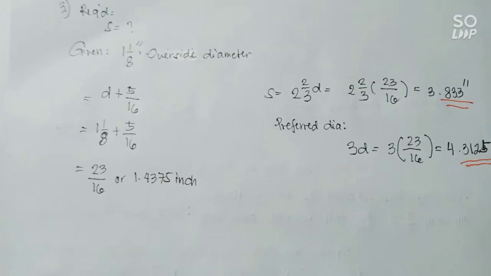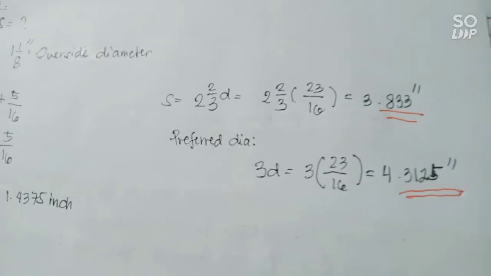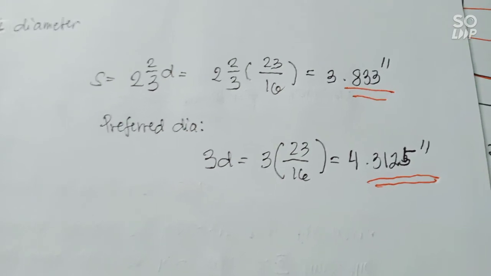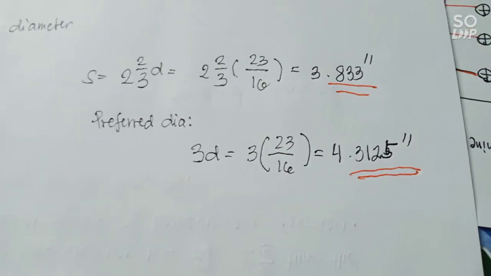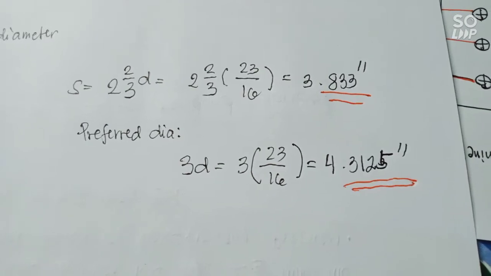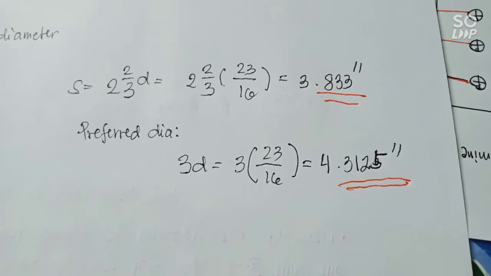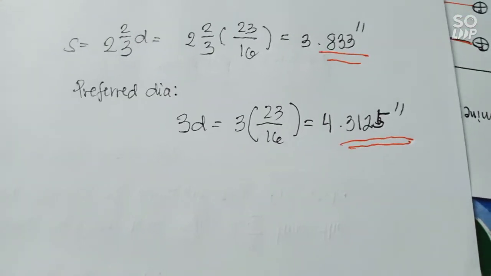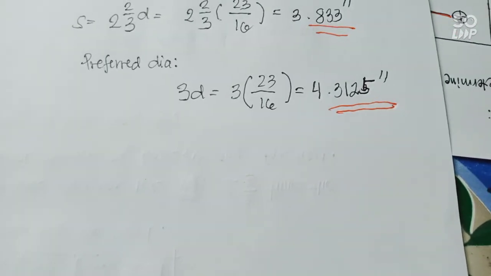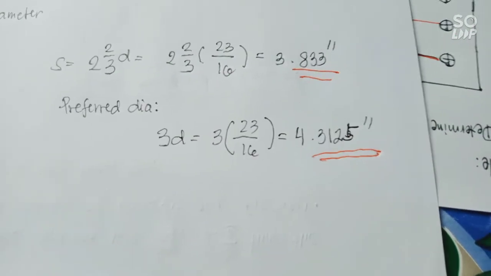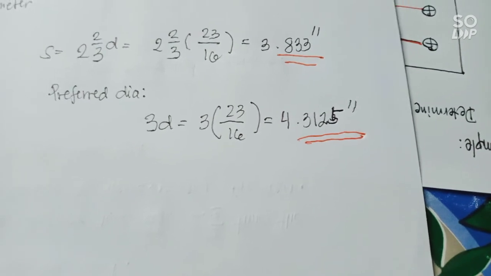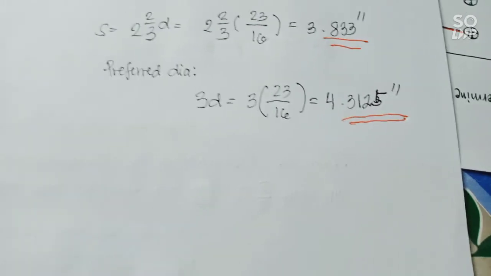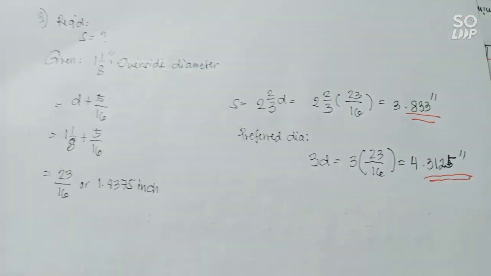Then proceed to the formula for finding the minimum spacing, where S is equal to 2 2/3 diameter. Substituting 23/16 times 2 2/3 equals 3.833 inches, and the preferred spacing, with the 3D formula, substituting 23/16 times 3 equals 4.3125. So these are the answers. That would be all. Thank you.